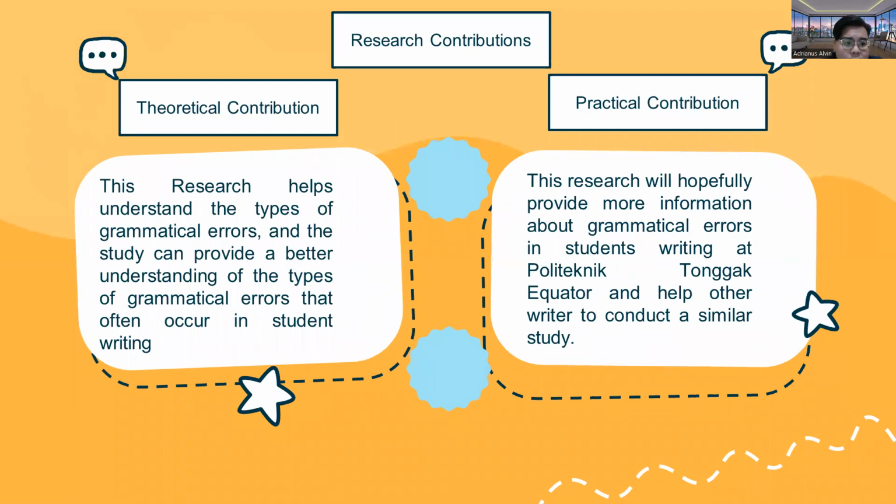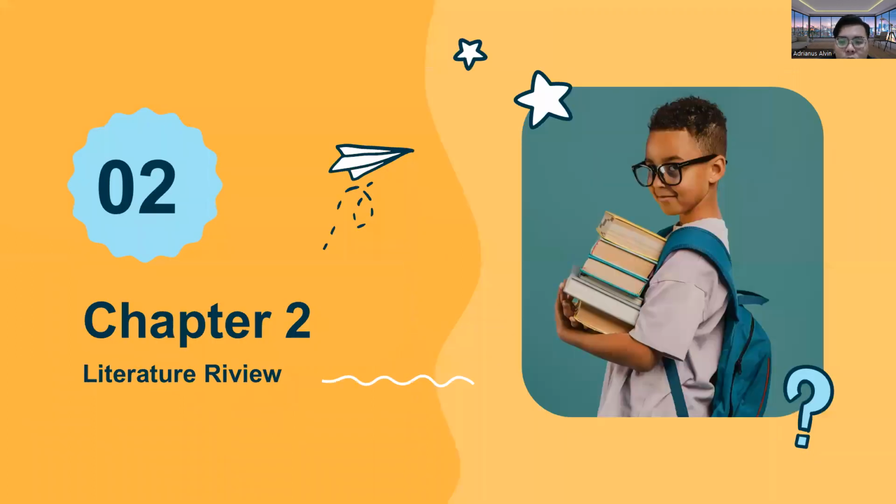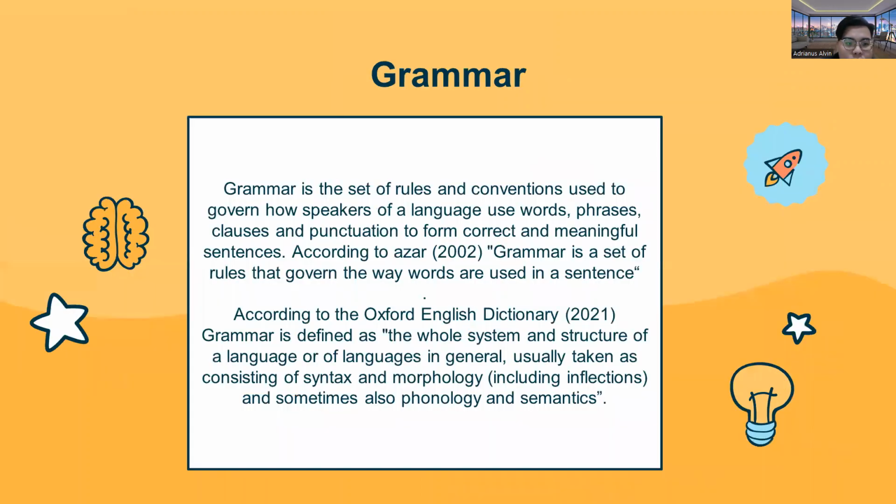The research contribution is that this research helps to understand the types of grammatical errors, and the study can provide a better understanding of the types of grammatical errors that often occur in student writing. The practical contribution is that this hopefully provides more information on grammatical errors in student writing at the Polytechnic and helps other writers to conduct a similar study. And chapter 2 is grammar.